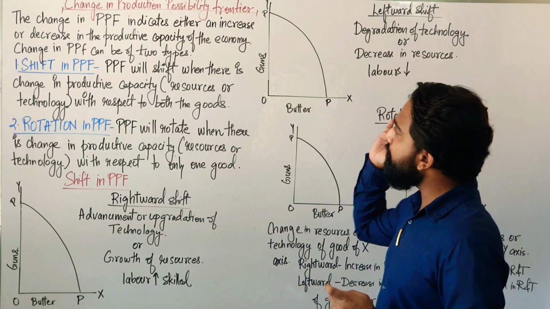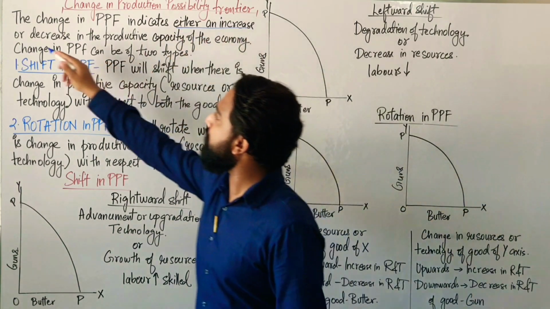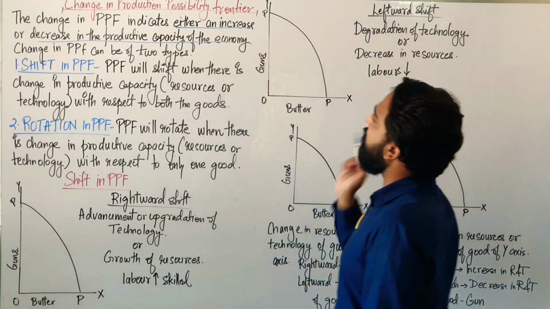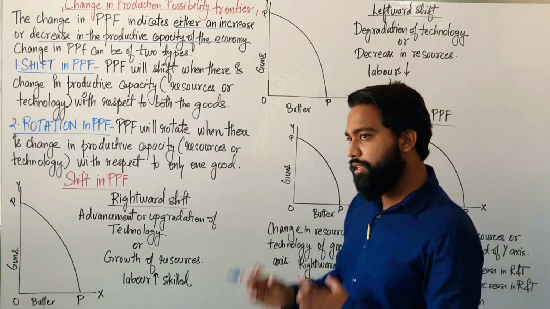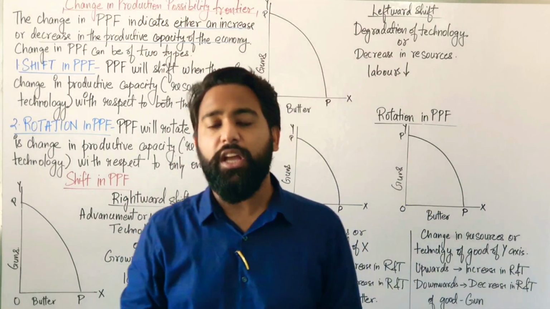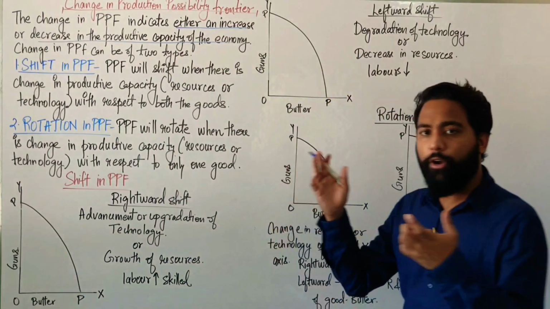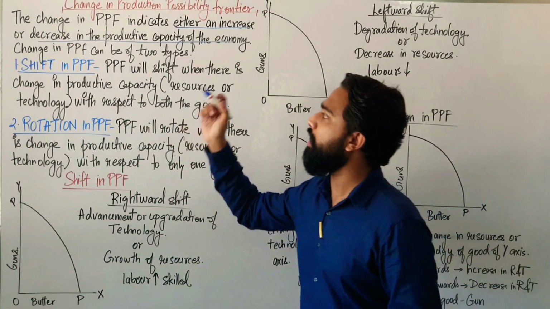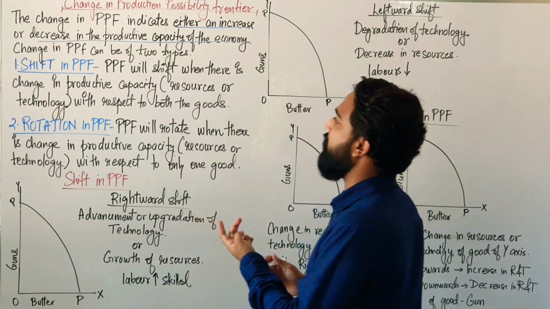Now the change in the production possibility frontier indicates either an increase or decrease in the productive capacity of the economy. Whether there will be some increase in the productive capacity of our technology or our resources, or they are going to decrease. Now change in PPF can be of two types. There can be two types of changes.